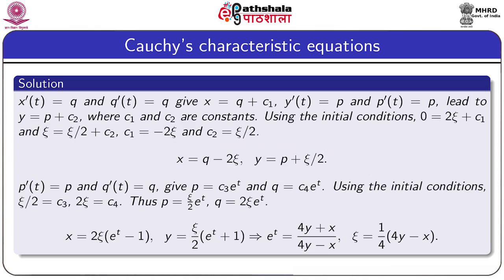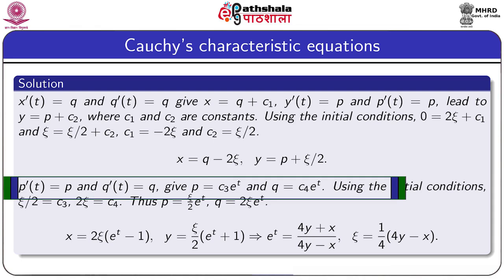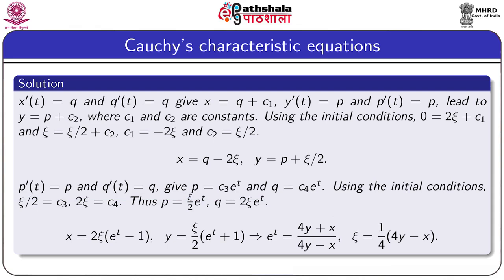But in this equation we also have p dash t equals p and q dash equals q. So, it gives p as c3 e to the power t, and after integrating we similarly get q equals c4 e to the power t, and the values of c3, c4 can be obtained using the initial values. So, these values become c3 equals zeta by 2 and c4 equals 2 zeta. So, we get the value of p as zeta by 2 e to the power t and the value of q as 2 zeta e to the power t.